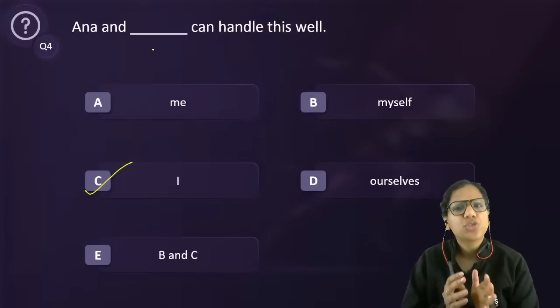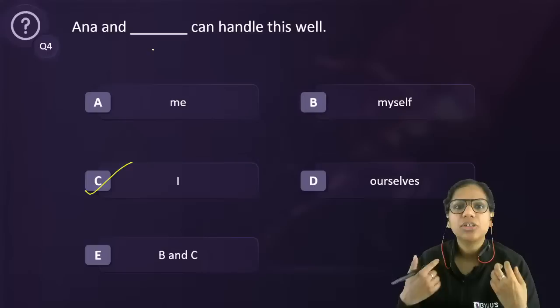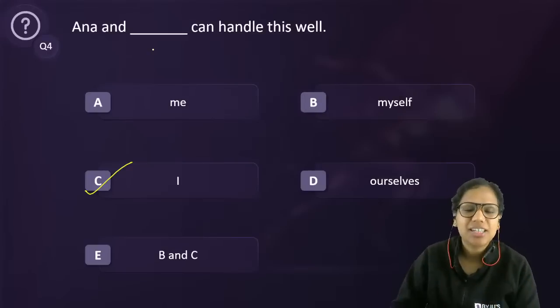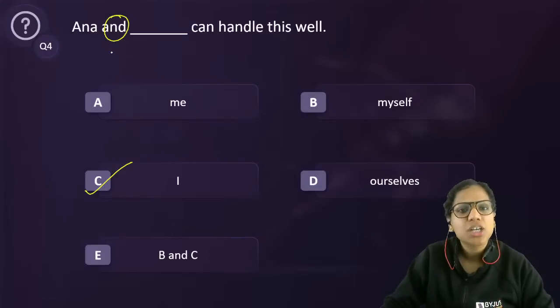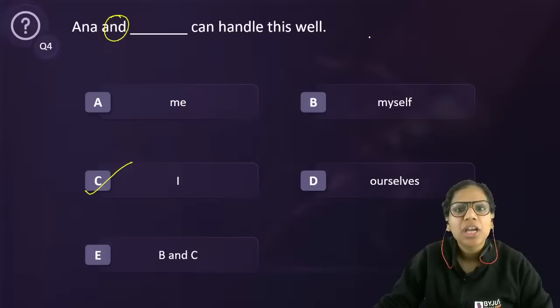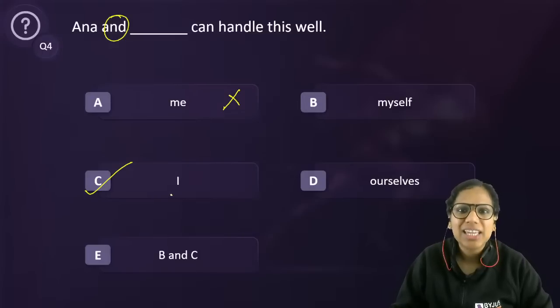Whenever you are confused in these questions, I'm trying to give you some hacks, right? So let's say you are unsure about which pronoun to use, and there is an "and" here. That means it's joining two ideas. So just break the sentence into two. Anna can handle this well. Now, what will you say? I can handle this well or me can handle this well? You would say I can handle this well, right? So it should be C.